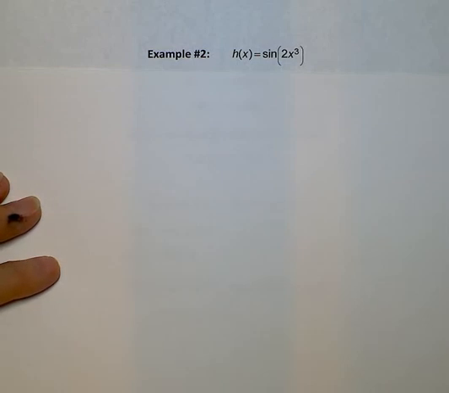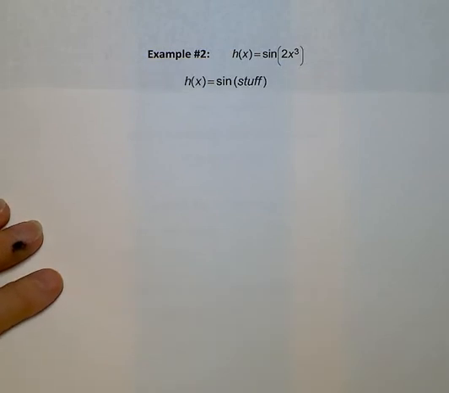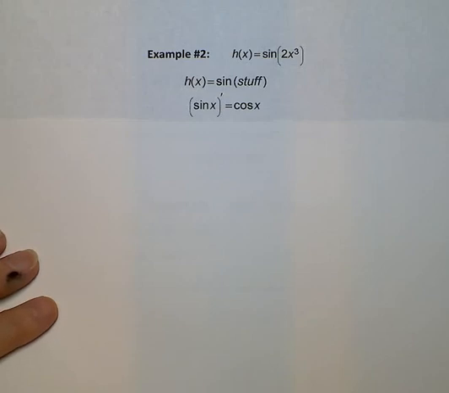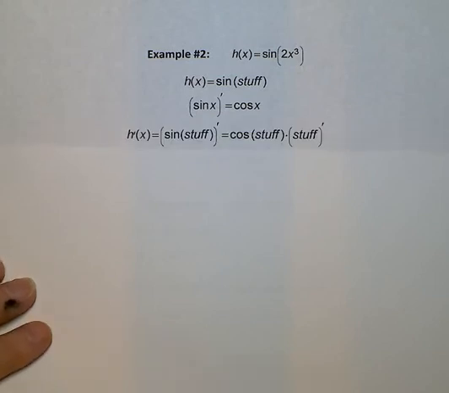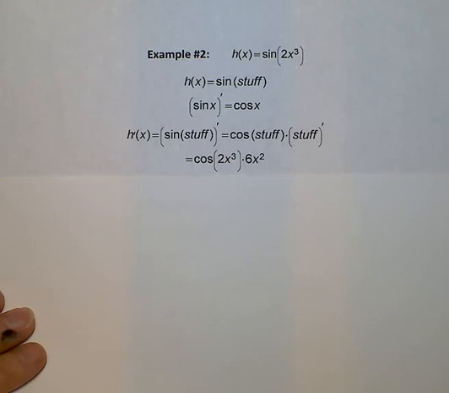Example number 2, our function is h of x equals sine of the quantity 2x cubed. This is of the form sine of stuff. We know from our table that the derivative of sine of x is cosine of x. So for the derivative of sine of stuff, we need cosine of stuff times the derivative of that stuff. Our stuff, in this case, is 2x cubed. So h prime of x becomes cosine of 2x cubed multiplied by the derivative of 2x cubed, which is 6x squared.